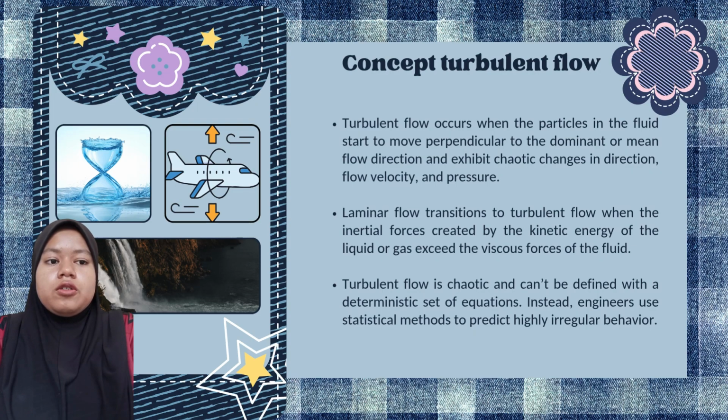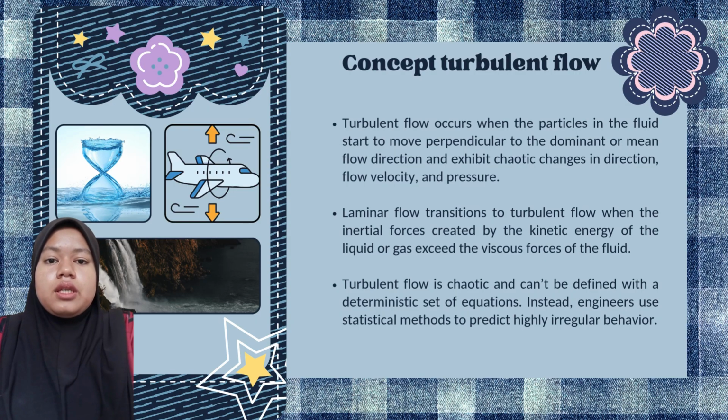Turbulent flow occurs when the particles in the fluid start to move perpendicular to the dominant or mean flow direction and exhibit chaotic change in direction, flow velocity, and pressure. Laminar flow transitions to turbulent flow when the inertial force created by the kinetic energy of the liquid or gas exceeds the viscous force of the fluid.